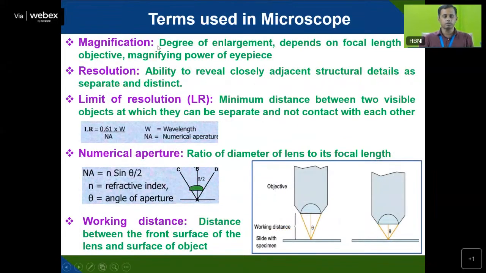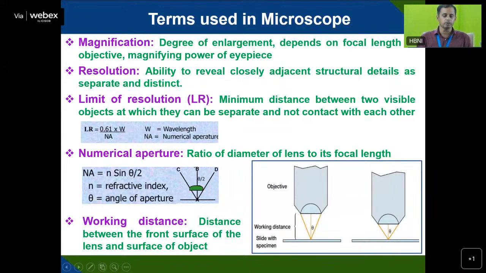In the microscope, you see different terminologies like magnification, that means the degree of enlargement or enhancement. It depends on the focal length of the object and the magnifying power of the eyepiece. So how much the degree of enhancement is, that is called magnification. Then you have resolution. Resolution is the ability to resolve two adjacent images, to see how well you can resolve those two images or two pieces of structural information. The resolving ability, you can simply say.